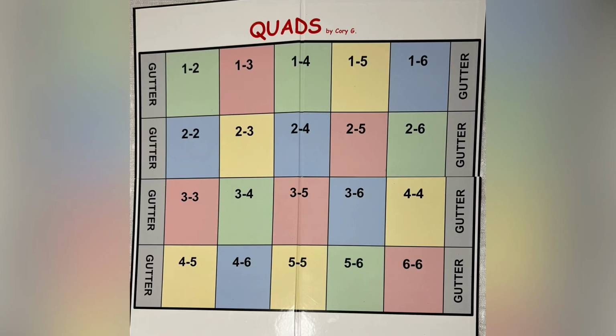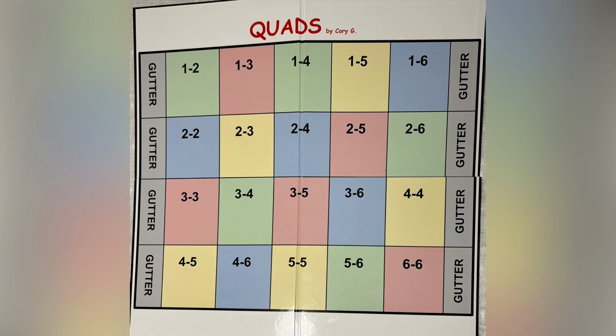Now here's a look at the Quads by Cory G game board. The squares on the board each represent 20 out of the 21 possible outcomes when rolling 2 six-sided dice. The exclusion being the combination of 1, 1, which there is a reason for. That reason will be explained later down the line.